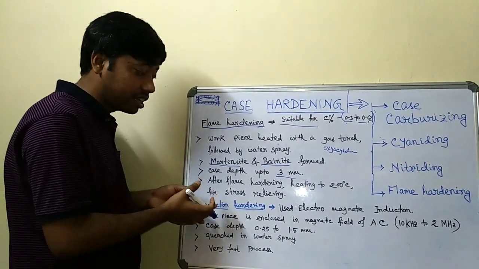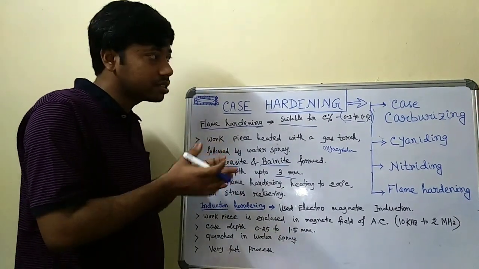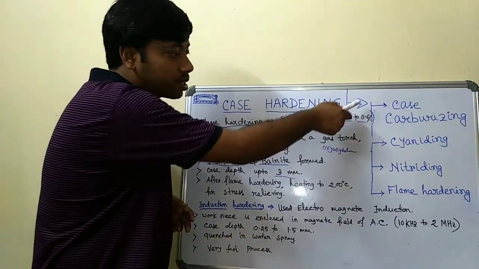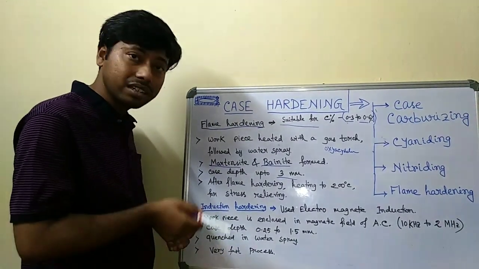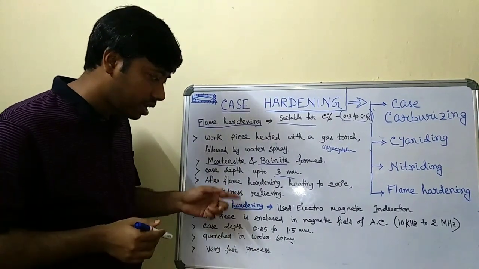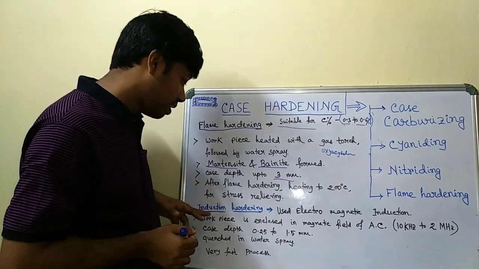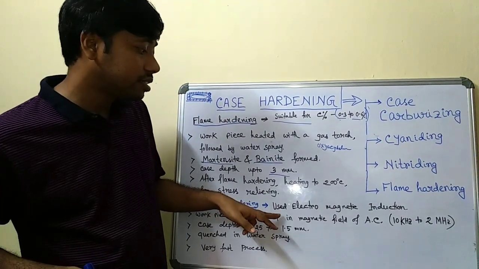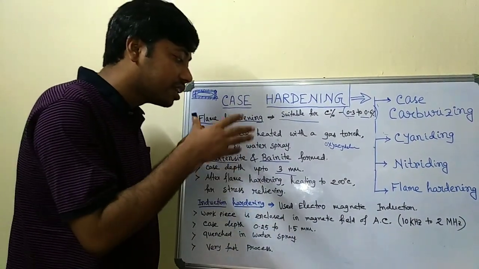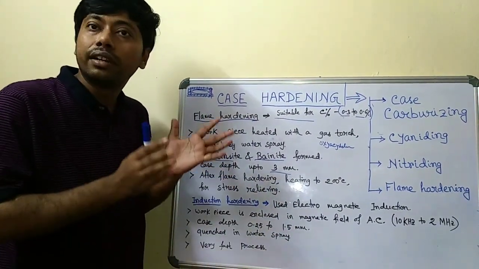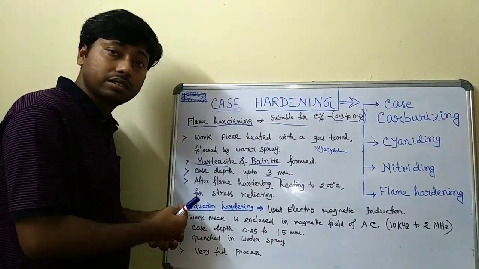Now we can discuss induction hardening. Induction hardening is also used in some applications, though four types of case hardening process are mainly used. Induction hardening is also a case hardening process. It uses electromagnetic induction; this is the main working principle. You already know what electromagnetic induction is, so on this principle you can use the induction hardening process.